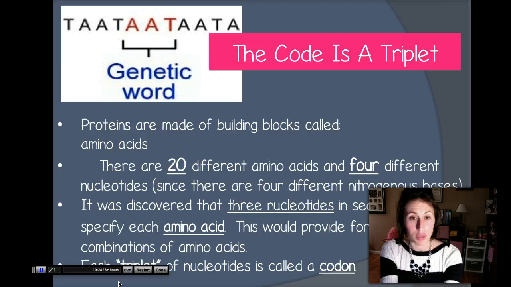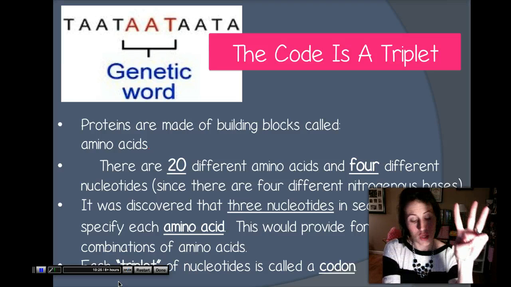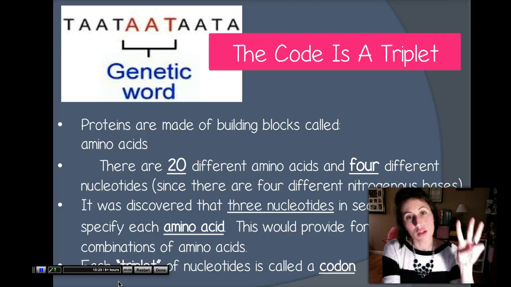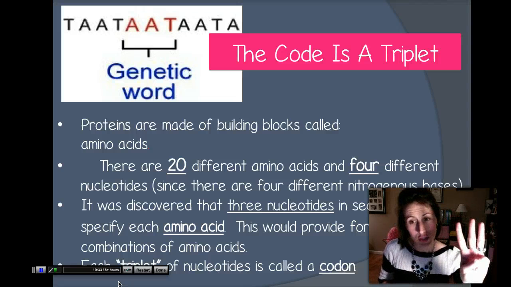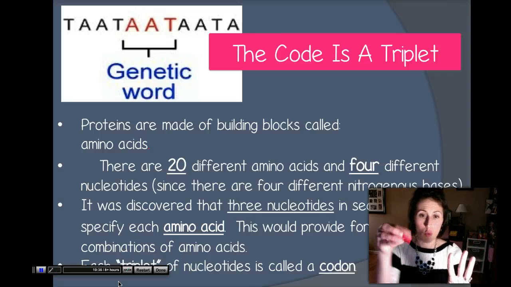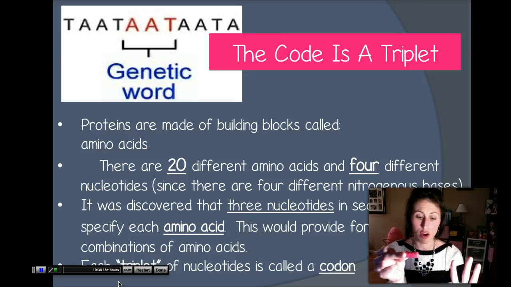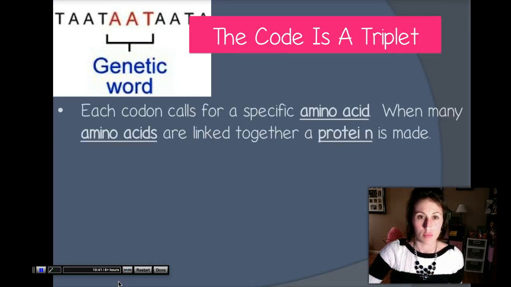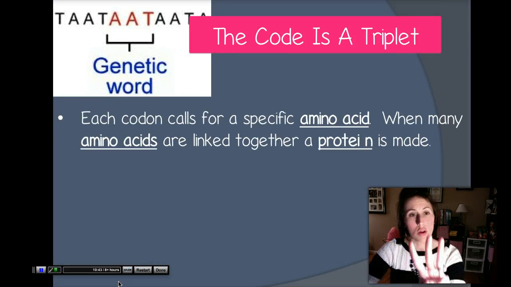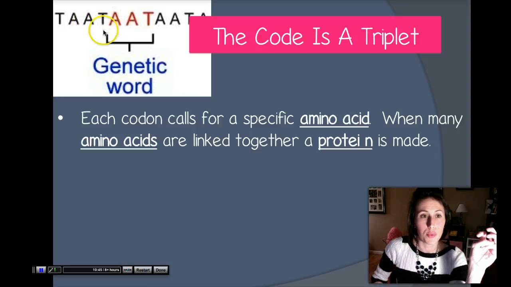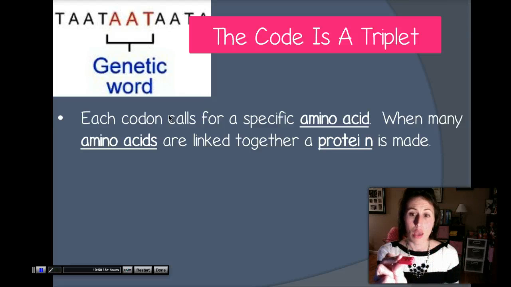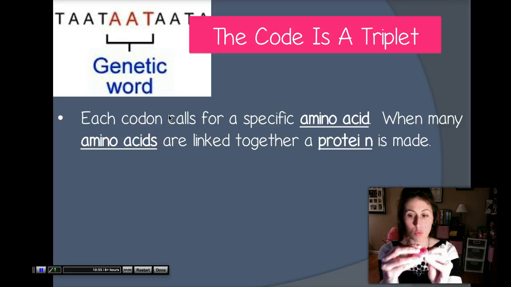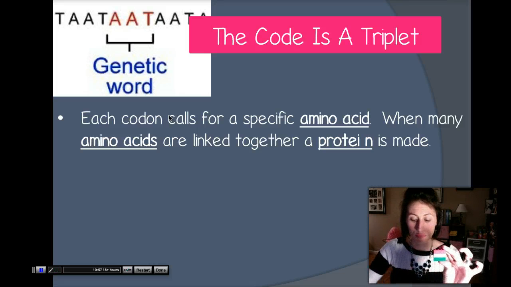And each triplet of nucleotides, so every 3 nitrogen bases, is called a codon, okay? So each set of 3 nitrogen bases codes for 1 amino acid. You with me so far? Every codon, every section of 3 nitrogenous bases, codes for 1 amino acid, and when those amino acids are linked together, we make a protein.